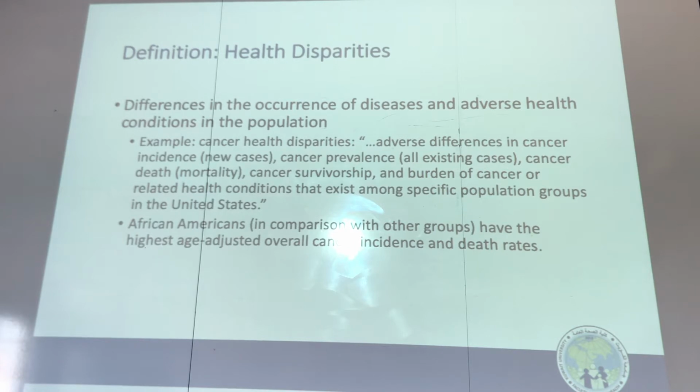Health disparities are differences in the occurrence of disease and adverse health conditions in the population. Cancer health disparities are adverse differences in cancer incidence (new cases), cancer prevalence (existing cases), cancer death (mortality), survivorship, and burden of cancer that exist among specific population groups in the United States. So, how does someone have health disparities? For example, with cancer, the disparities might be adverse differences in incidence, new cases, existing cases, mortalities, and survivorship, meaning people who survive and people who don't. Now, African Americans, in comparison with other groups, have the highest age-adjusted overall cancer incidence and death rates.